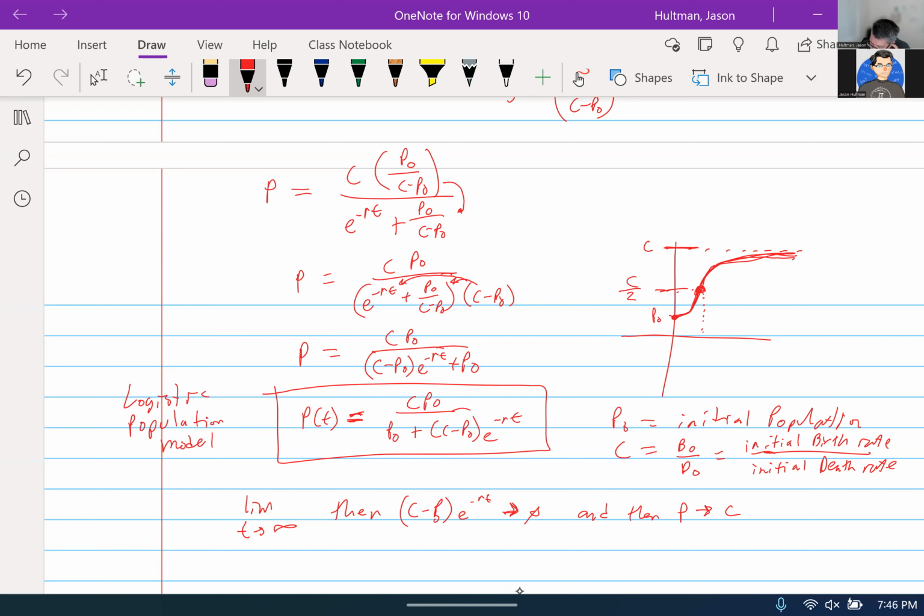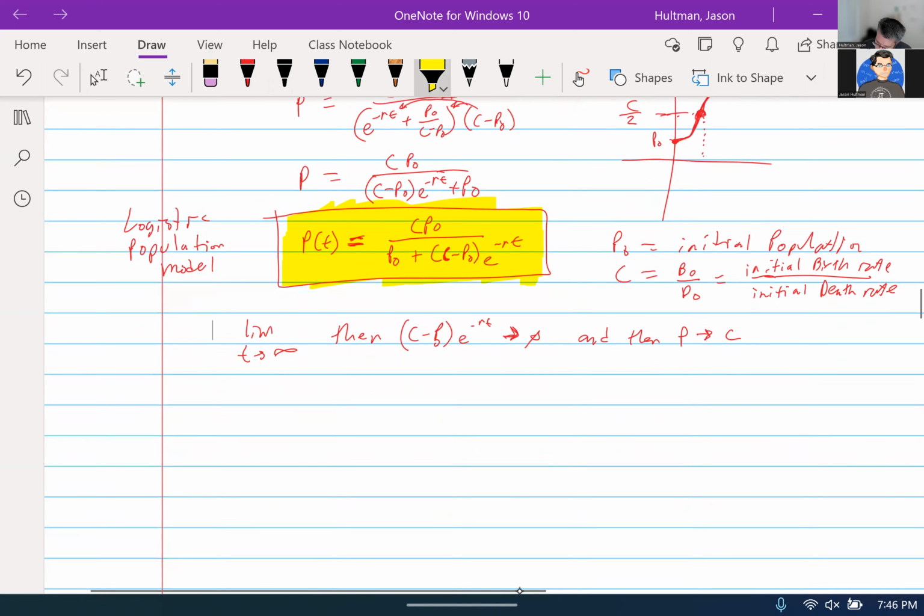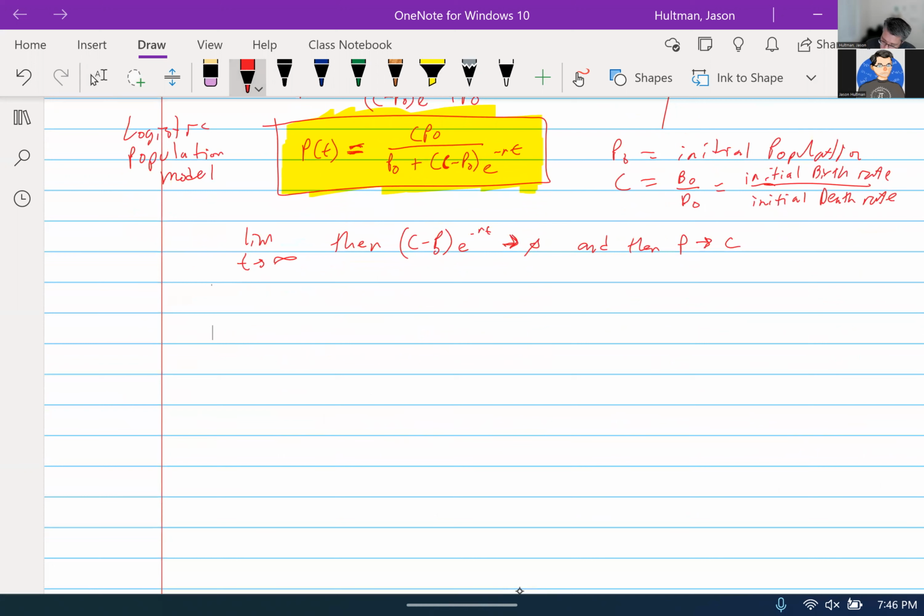Okay, so you may have used this in a class before, but now you know how it was derived. It's just a basic separable differential equation, and a very powerful differential equation. Pretty cool. Okay, let's do a quick example of this before we finish out this section.